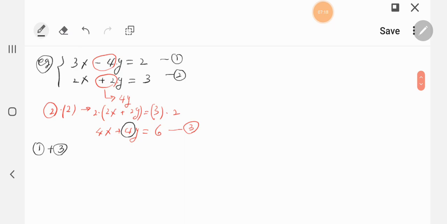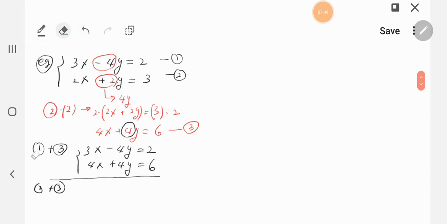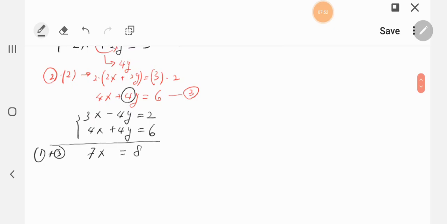The sum of equation 1 and 3: equation 1 is negative 3x minus 4y is equal to 2, and equation 3 is 4x plus 4y is equal to 6. By adding these two, let's add equation 1 and equation 3, this will give us 7x is equal to 8. Negative 4y and positive 4y cancel out. So x is equal to 8 over 7.